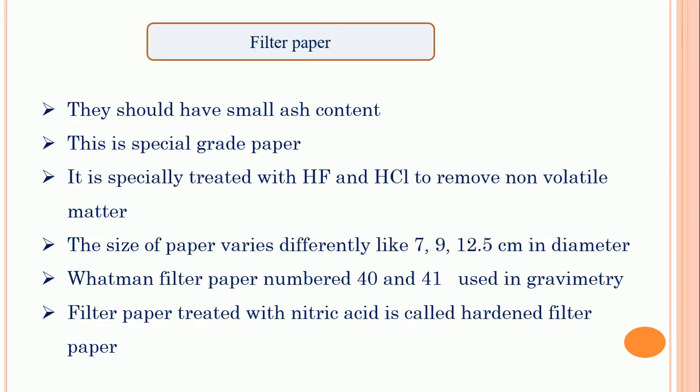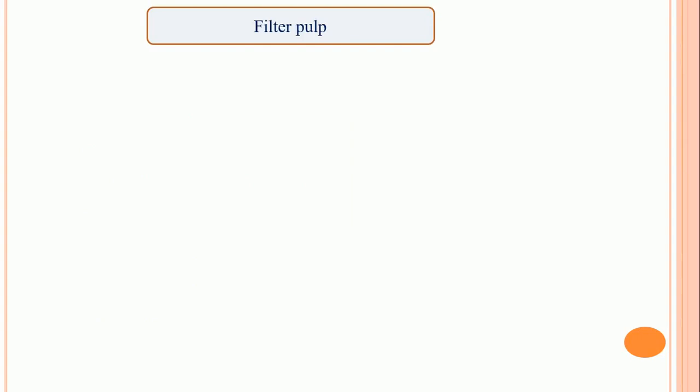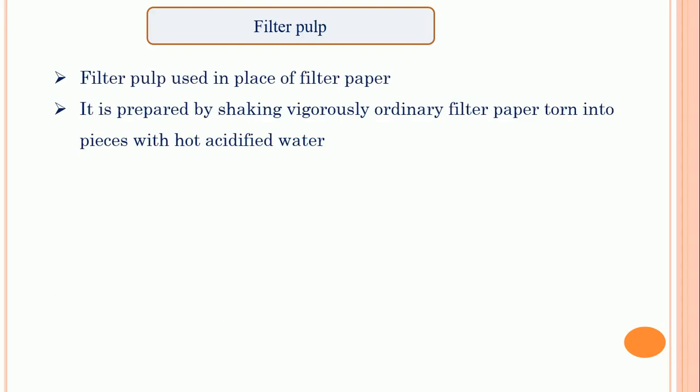So that is the most important use, and therefore this paper is called hardened filter paper. And why is it called hardened filter paper? Because they are treated with nitric acid, and therefore they are called hardened filter paper. Now see the second medium used for filtration, that is called filter pulp. Filter pulp is basically used instead of filter paper.